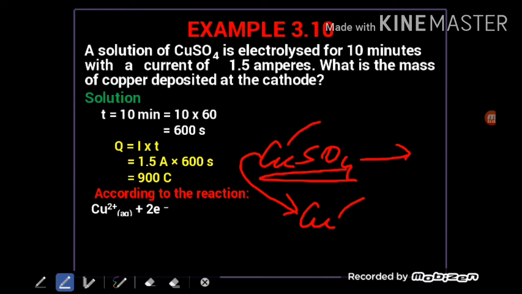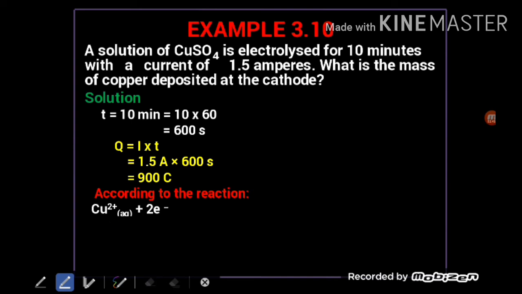In this copper sulfate, copper is present in the form of Cu2+, and this Cu2+ is converting into Cu. Here the number of electrons required is 2. That's why I write here Cu2+ plus 2 electrons. So according to this reaction, Cu2+ is converting into Cu. This copper is deposited at the cathode.